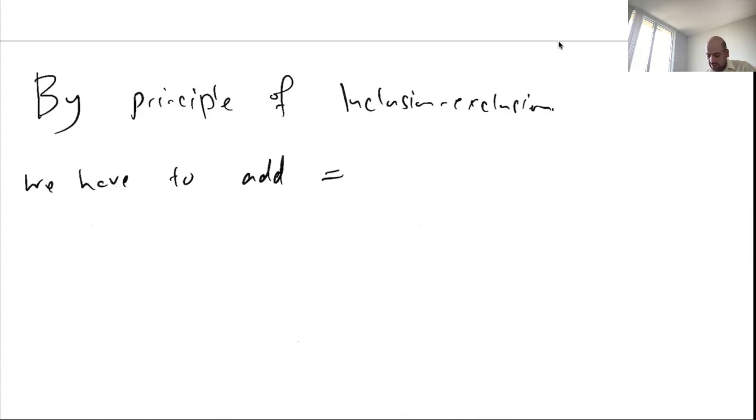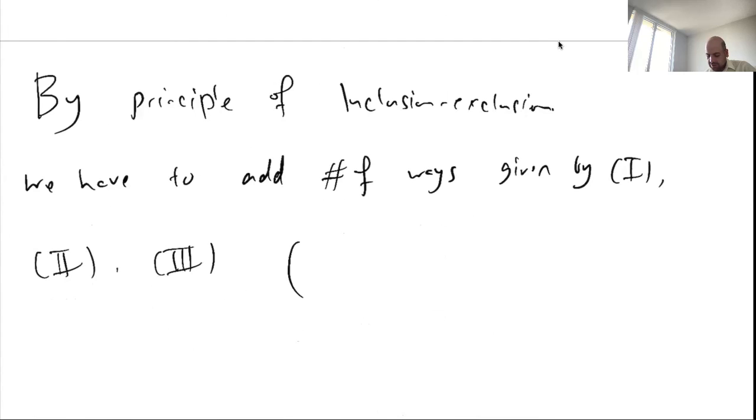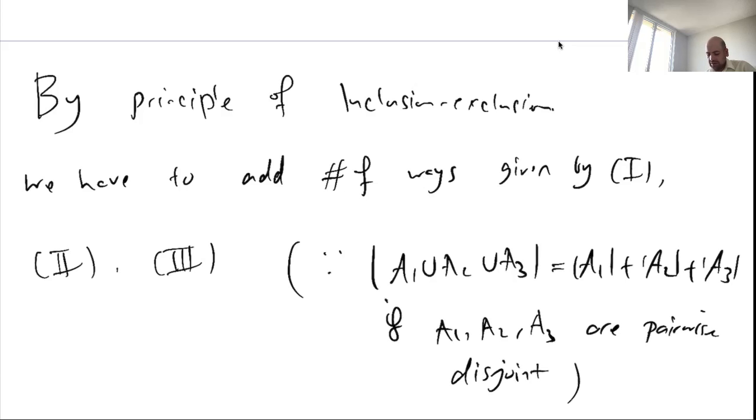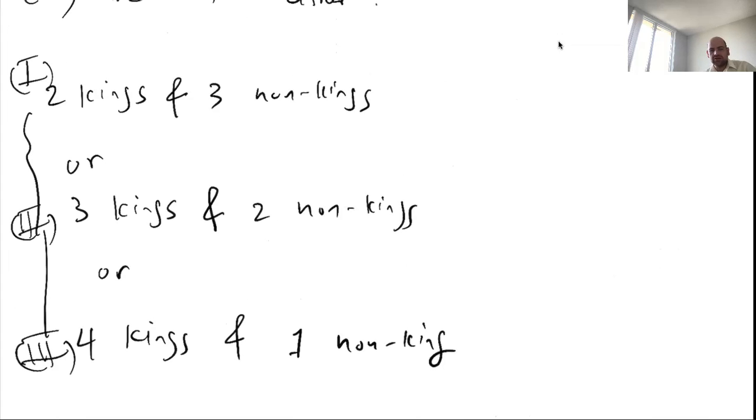We have to add the number of ways given by 1, 2, and 3. Please remember that the number of elements in A1 union A2 union A3 is the number of elements in A1 plus the number of elements in A2 plus the number of elements in A3 if A1, A2, A3 are pairwise disjoint. Remember always in mathematics, OR means union.